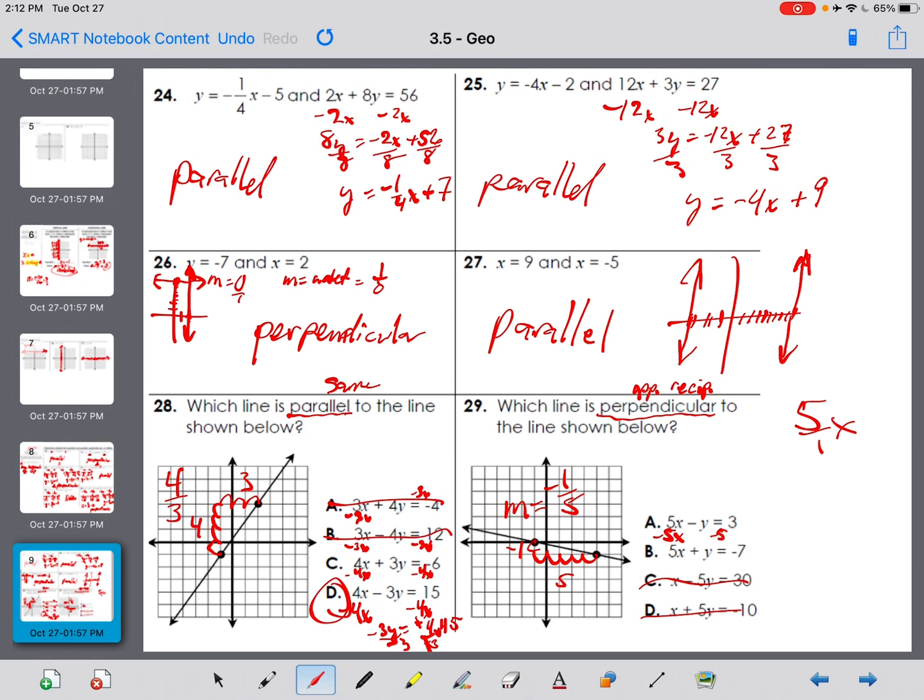So let's see about A. If I move that 5x, I've got negative y equals negative 5x plus 3, and I divide by negative 1. Gives me y equals 5x minus 3. That's a match. I'm going to go with A. Let's check B just to be safe. We subtract 5x. Y equals negative 5x minus 7. Negative is not what I'm looking for. I want opposite of negative, so it has to be A.